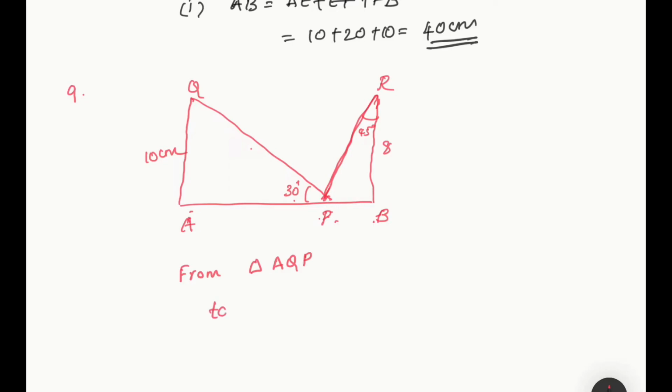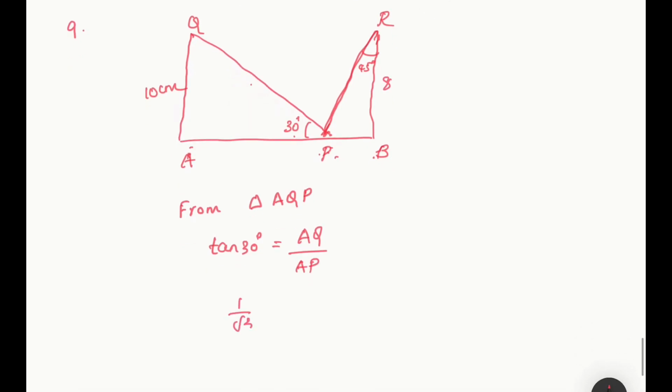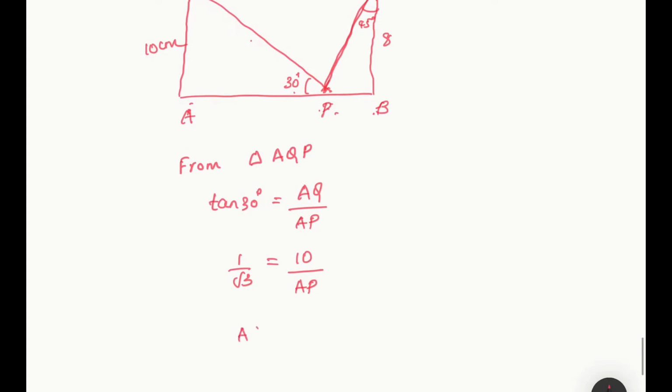So tan 30 equal to AQ by AP. What is tan 30? That is 1 by root 3 equal to AQ is 10 by AP, which we need to find. So AP equal to 10 into root 3, that is 10 into 1.732 equal to 17.32 centimeter.